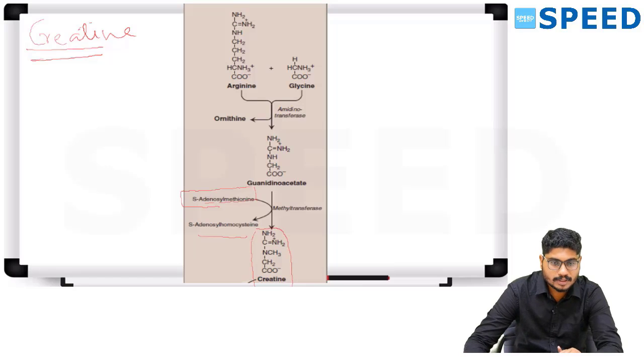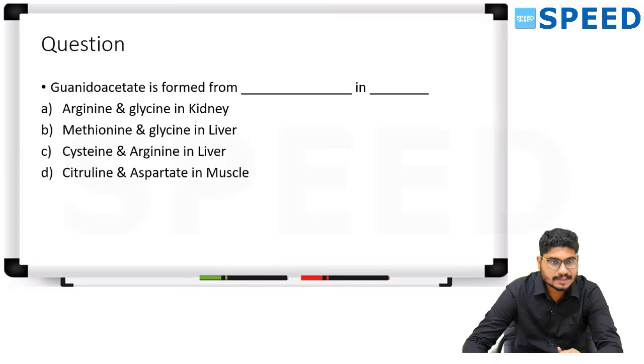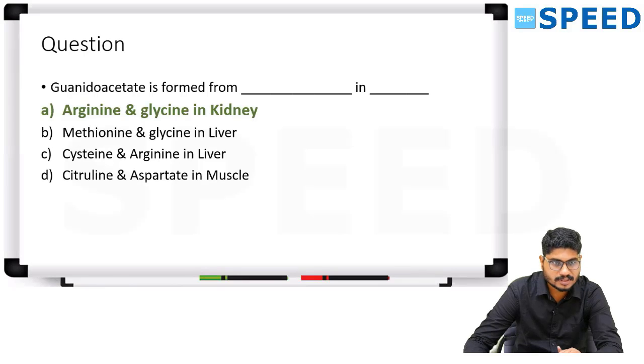So coming back to our question, guanidoacetate is formed from, the answer will be arginine and glycine in kidney. And then it gets methylated to form creatine.